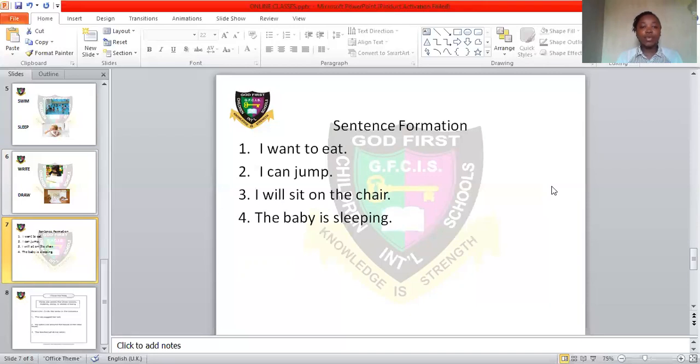Also, our next example: the baby is sleeping. The verb in that sentence is sleeping, because the baby is carrying out the action. That is, she is sleeping or he is sleeping. The baby is sleeping and the verb is sleeping.